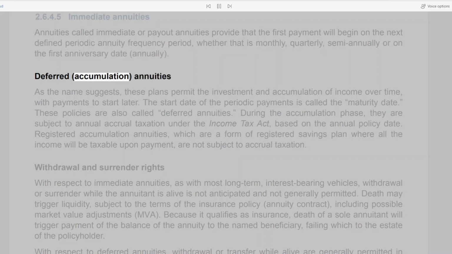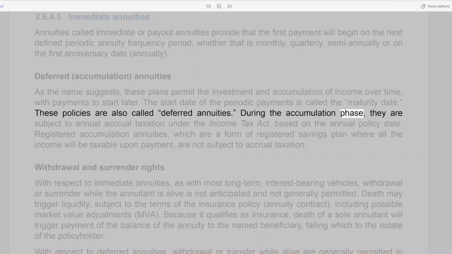Deferred accumulation annuities. As the name suggests, these plans permit the investment and accumulation of income over time, with payments to start later. The start date of the periodic payments is called the maturity date. These policies are also called deferred annuities.